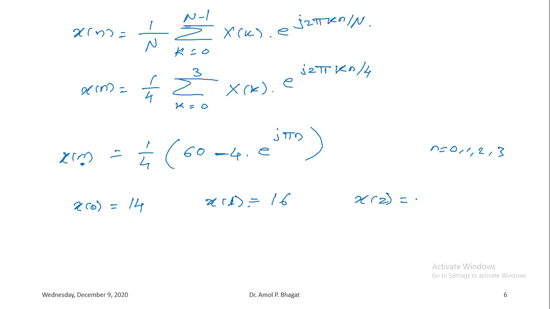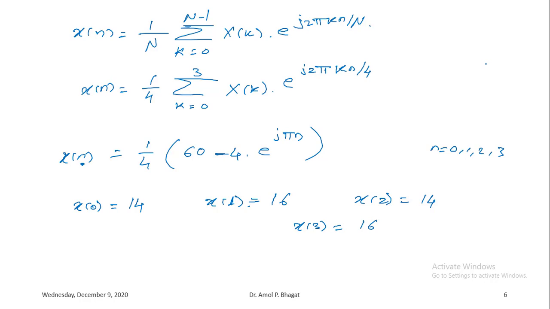Similarly x of 2 will be evaluated as 60 minus 4 multiplied by e to the power j 2 pi. Okay, so it will be cos 2 pi plus j sin 2 pi, so again it will have value 1, so 60 minus 4 will be 56, and again it will be 14. And the final value, for n equals 3, is 1 by 4, 60 minus 4 into e to the power j 3 pi. After evaluation it will be minus 1, minus times minus gives plus 4, so 60 plus 4, 64, and the value will be 16. So this is what we get as the circular convolution result.